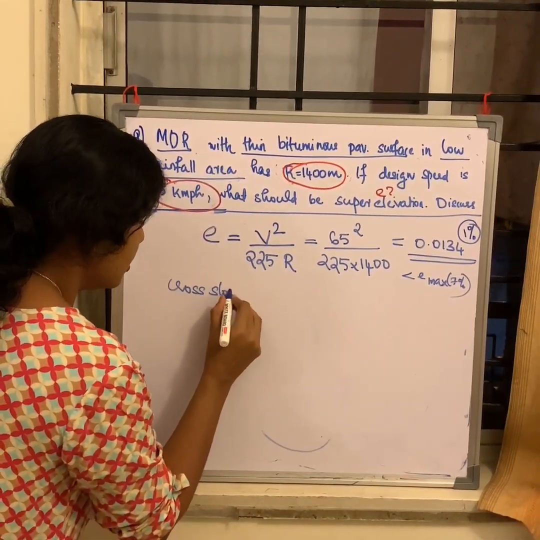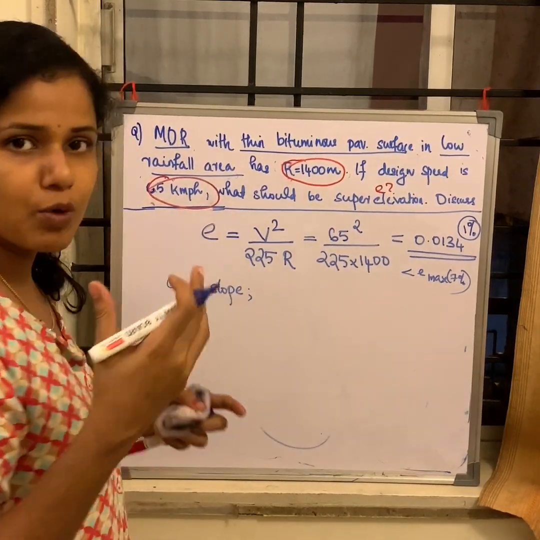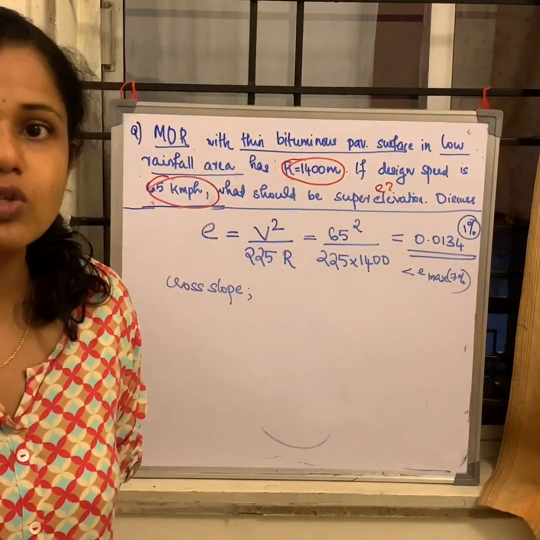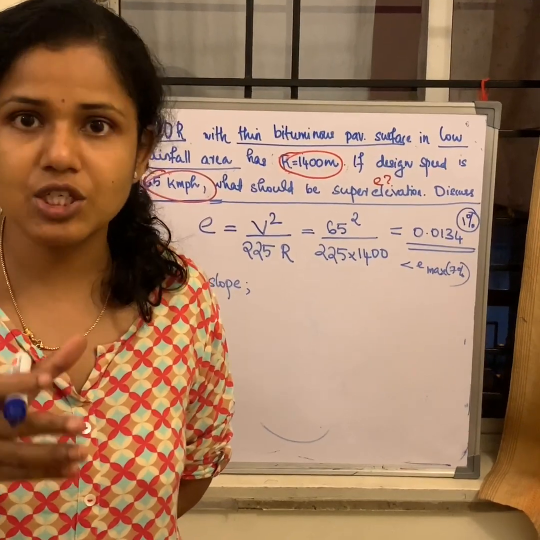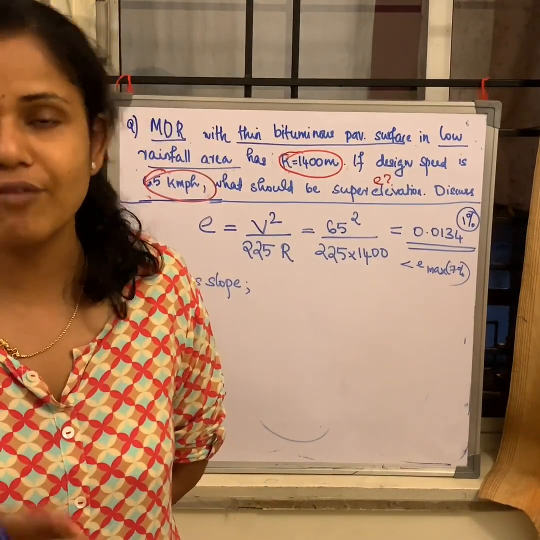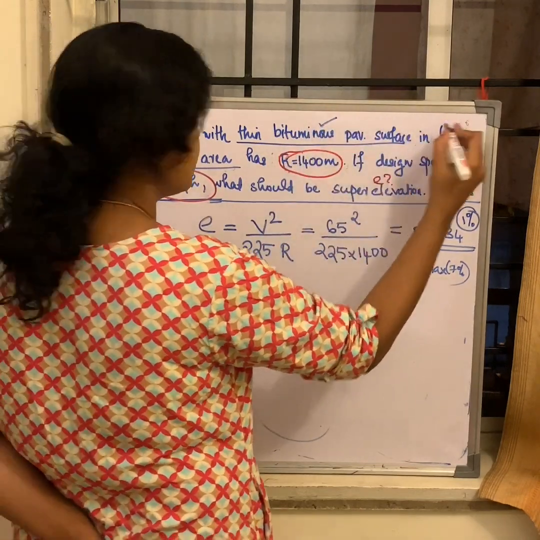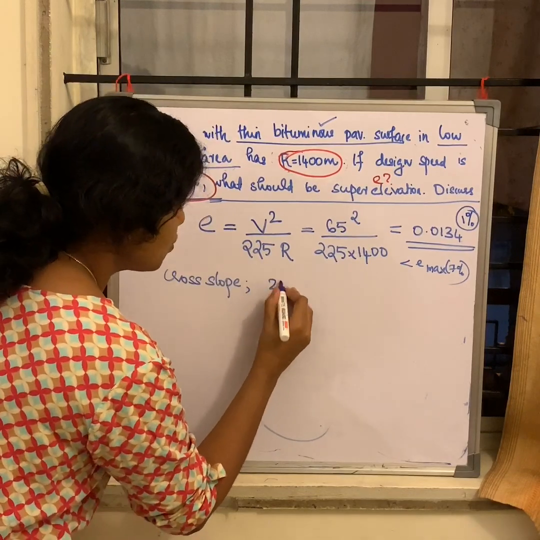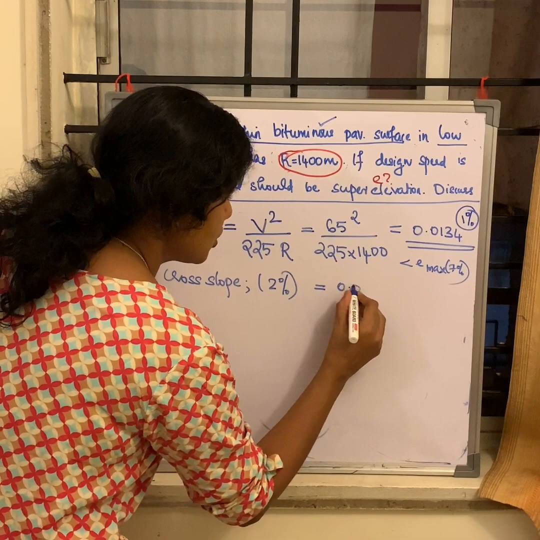Now please recall when we discussed camber, cross slope, we said IRC has specified values for different types of road under defined rain conditions, whether it is a low rainfall area or a heavy rainfall area. So for the given condition, thin bituminous pavement surface, low rainfall area, the value recommended is 2%. That is, the camber value is 0.02.